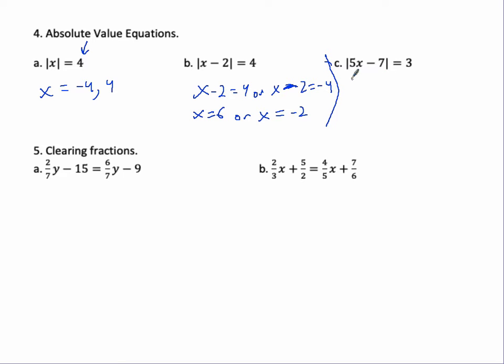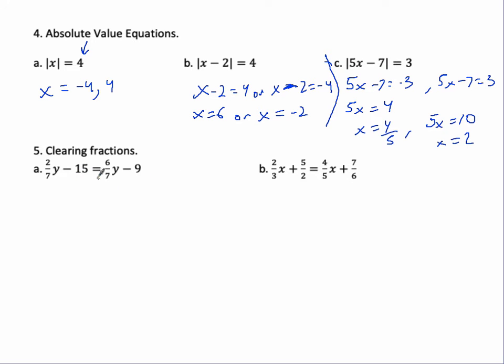Okay, so similarly here, you split up into two equations, 5x minus 7 equals negative 3, or 5x minus 7 equals 3, and then solve for x. So you have 5x equals, we'll add 7 to both sides, 4, so x equals 4/5. Here we have 5x equals 10, so x equals 2. So those are our two possibilities there.